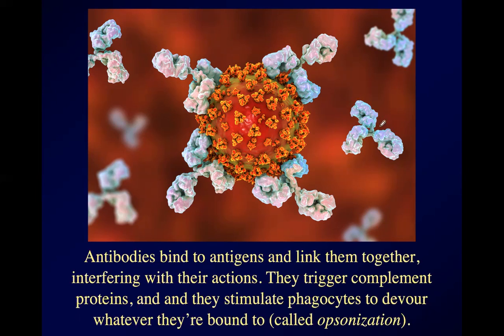Antibodies can block specific things. These are antibodies attacking a virus. And remember, these things that are sticking out right there, those are the spike proteins that the virus uses to recognize a host cell and attach to it. Well, the antibodies can get on top of the spike proteins and block the virus from attaching to a cell.